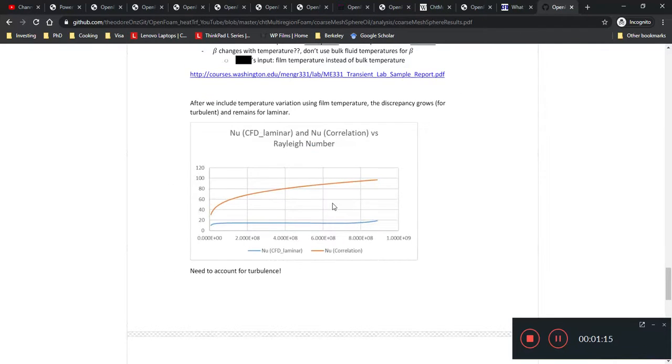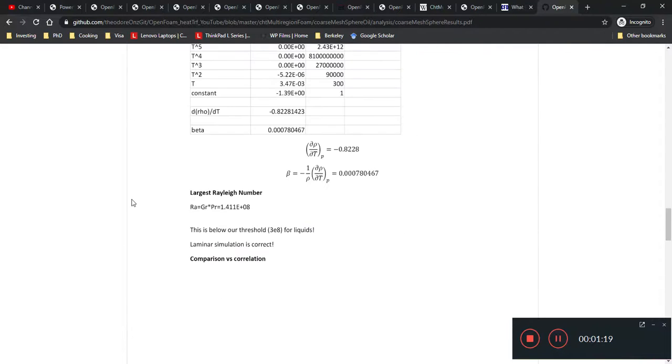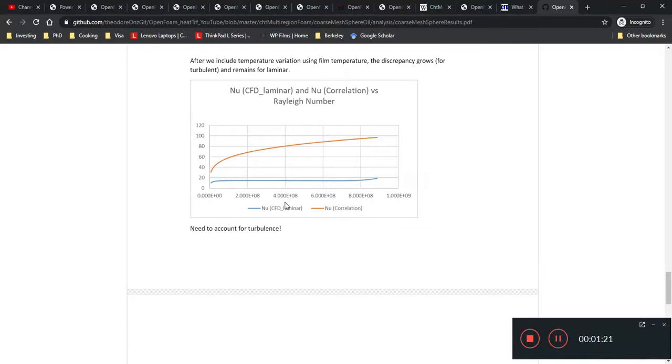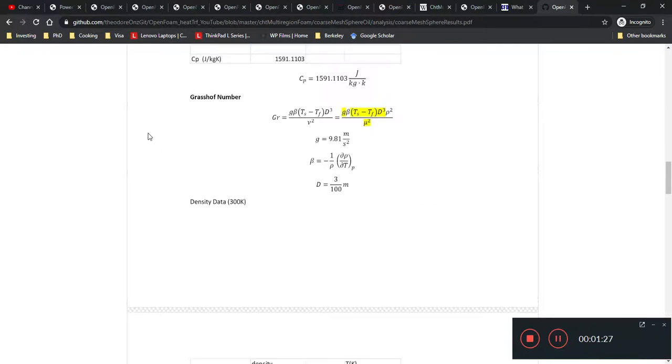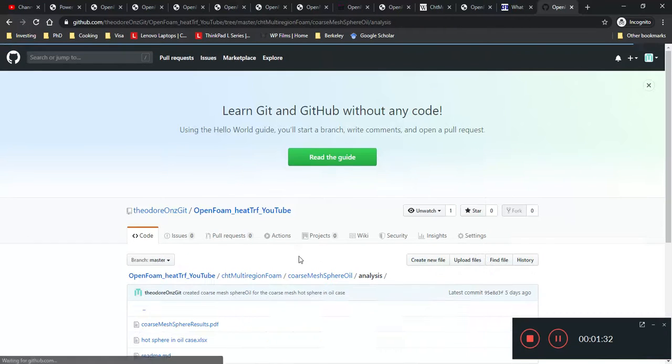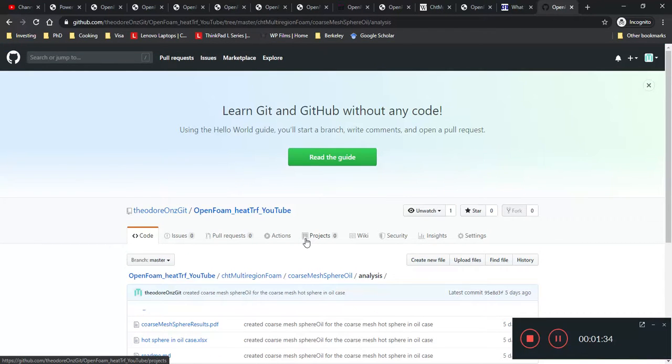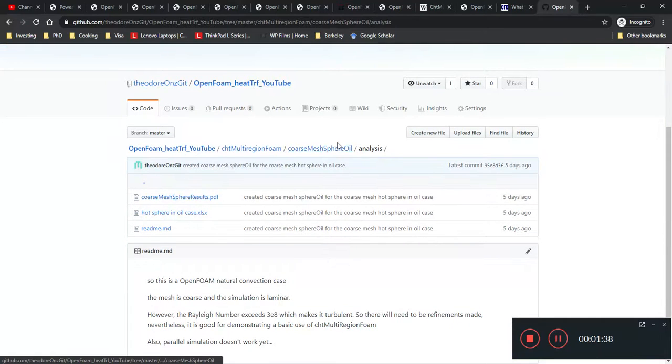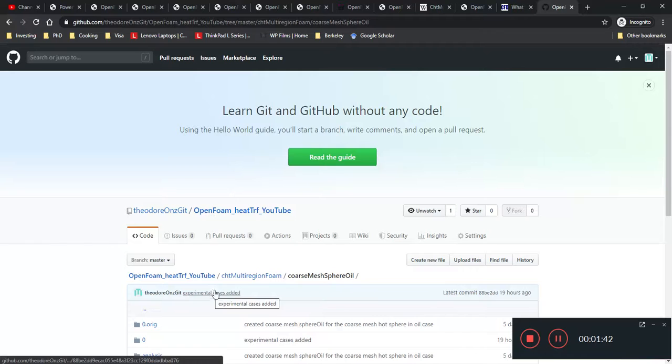So what's going on with this big mismatch? Is it turbulence or is it some other cause? Because we realize that even in the laminar regime, there's a big mismatch between the Nusselt and the Rayleigh number for the OpenFOAM case as compared to, let's say, the correlation case, where experimental data was used. So what could be going wrong?